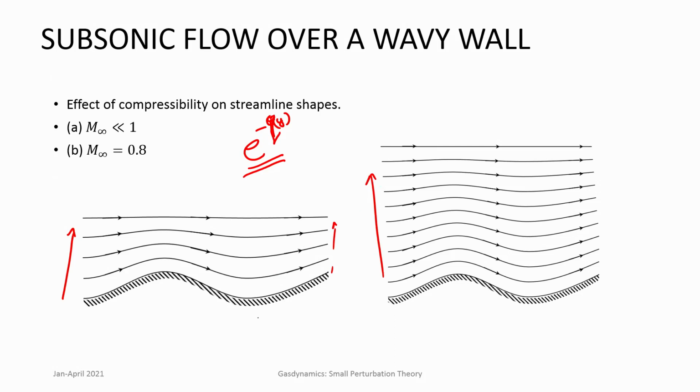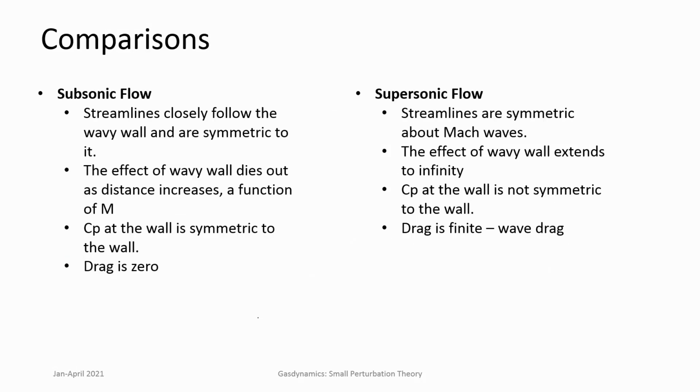So, if you now look at the comparisons between the two, the streamlines closely follow the wavy wall and are symmetric to the wavy wall in subsonic flow, but in supersonic flow the streamlines are symmetric about the Mach waves, not the wall. And the effect of the wavy wall, it dies out as distance increases, and that is actually a function of the Mach number in the subsonic case. But in supersonic flow there is no such exponential multiplying the solution, therefore, it extends to infinity. And here we also know that drag is 0, Cp is symmetric to wall in subsonic flows, but in supersonic flows drag is finite. This is the wave drag that occurs.